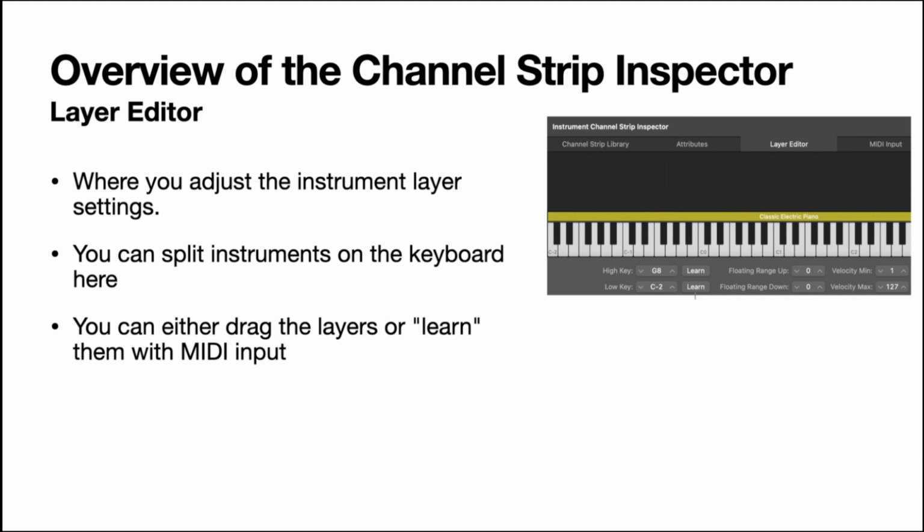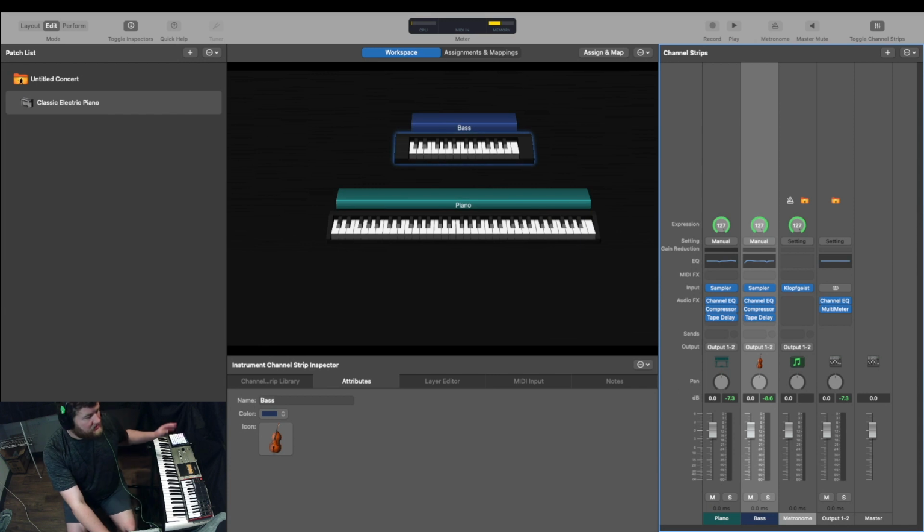Moving on to layer editor. Layer editor is essentially where we can adjust the instrument layer settings. This is another pretty big one. This is where we can split instruments on the keyboard and such, and we can do this by dragging the layers or learning them with MIDI input. Let me get the camera input with Mainstage. As you can see, we have piano, bass, and this isn't mapped to anything yet. We're going to map that soon, I promise you.